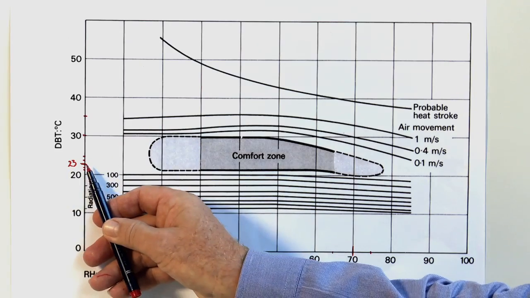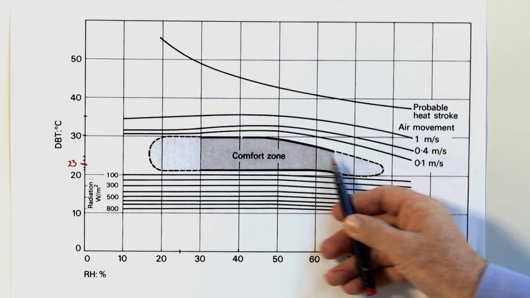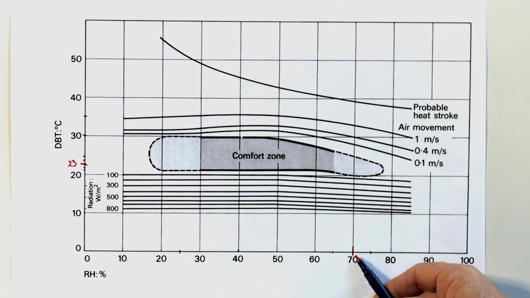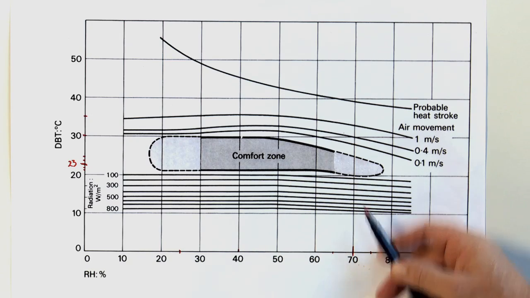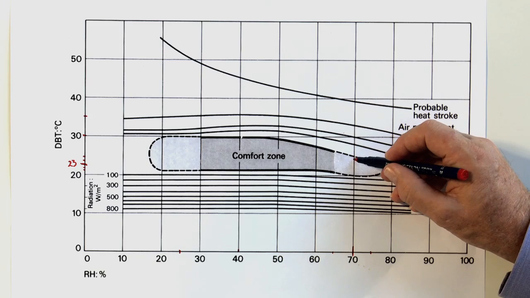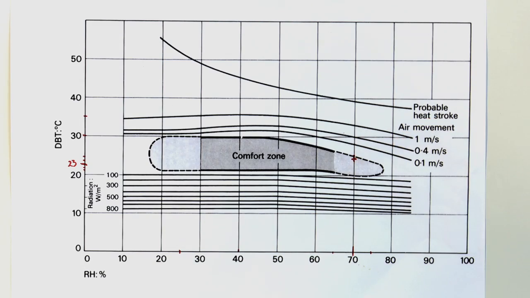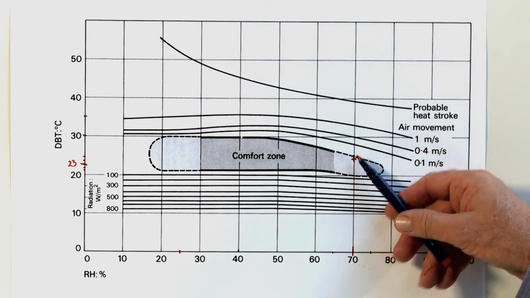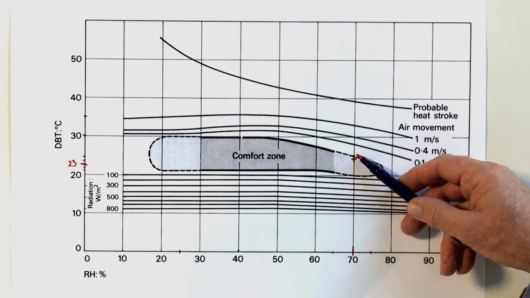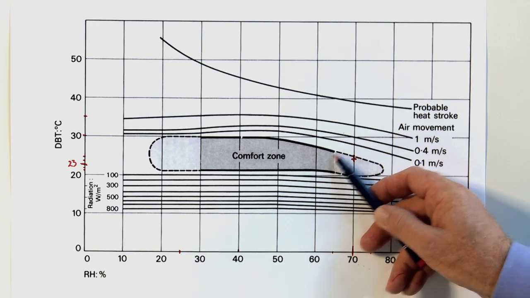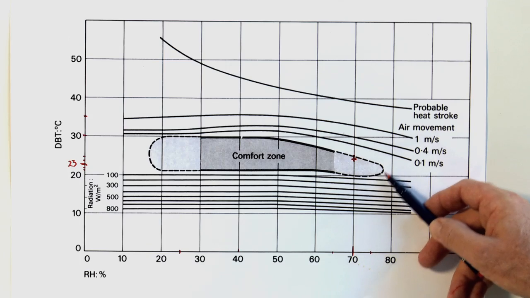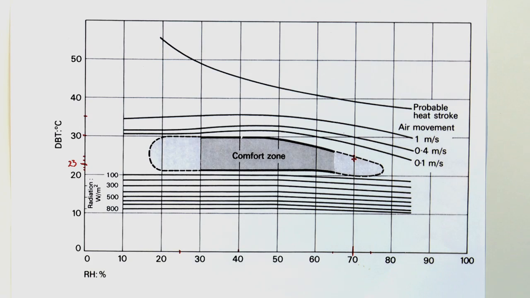And we move across and we intersect with the 70% relative humidity. This is going to bring us to a point about here, which tells us that we're pretty close to the comfort zone, and it's a little bit out of what we would accept. This dash, dash, dash line indicates that it's borderline.